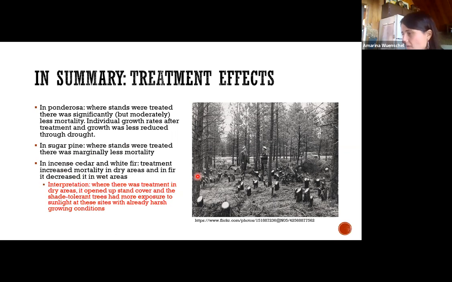And like I said earlier, we think that where we opened up that stand cover, those shade tolerant trees had more exposure to sunlight, and they were already in harsh growing conditions. We think that treatment may have exacerbated that for them.